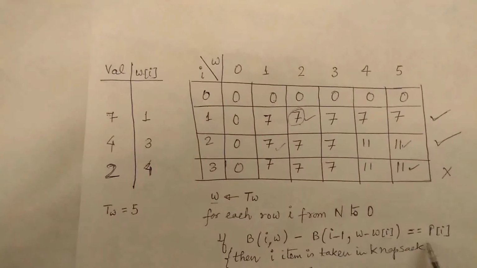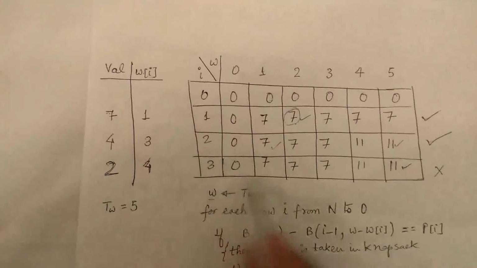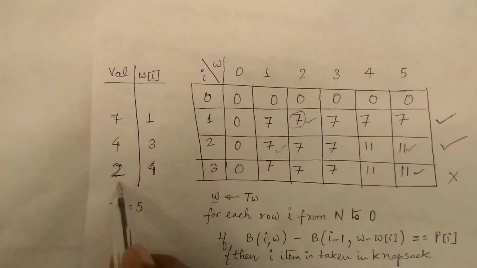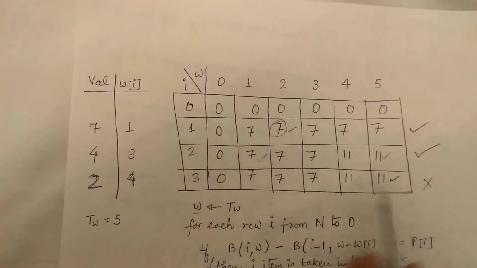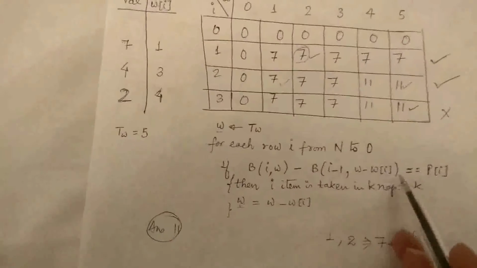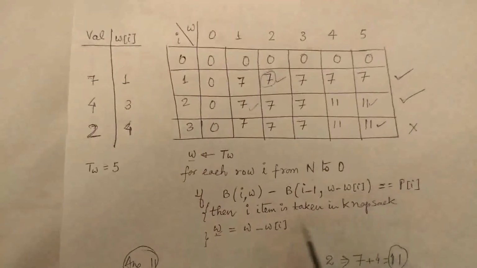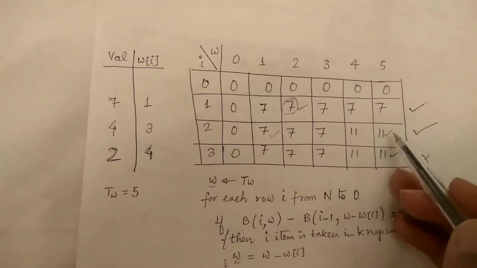Now we will check whether the price of this current item is equal to the difference or not. The price of the current item is 2. 2 is not equal to the difference, that is 4. So we will say this item is not in the knapsack, and we go to the previous row.